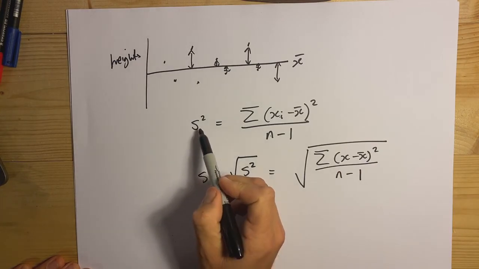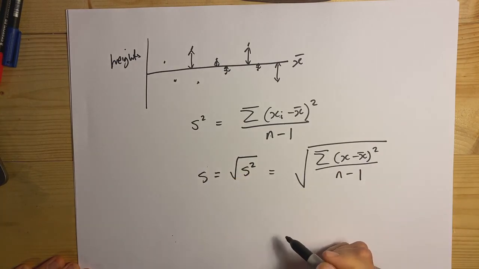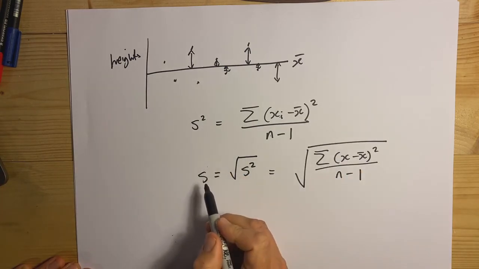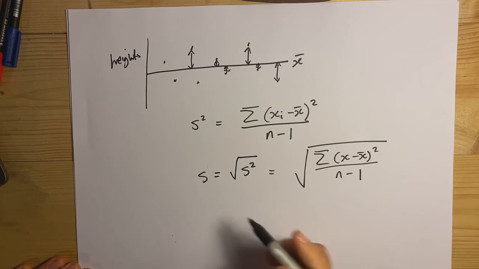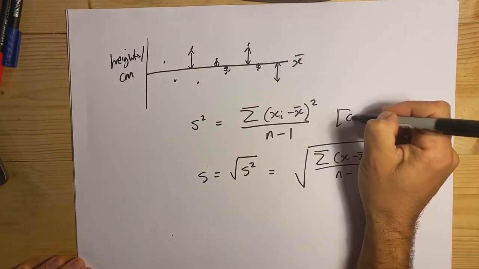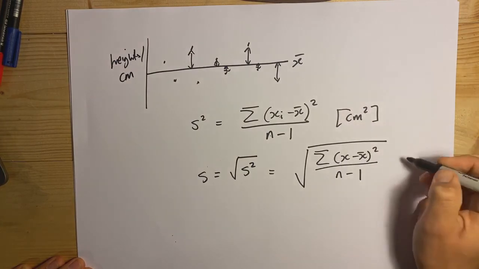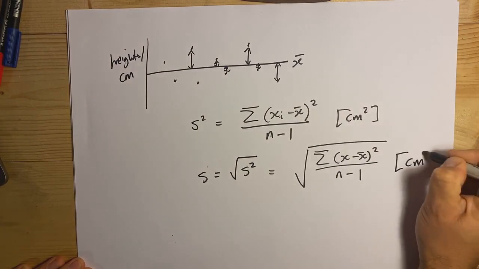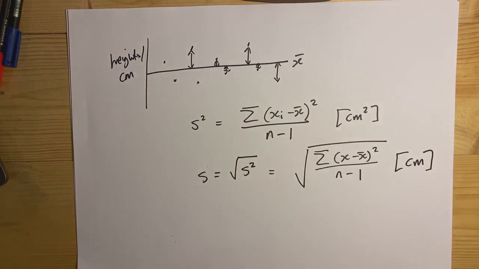The variance has the units of the underlying data squared, whereas the standard deviation has the underlying units of the data. So let's imagine if these were heights in centimeters, then the variance would have units of centimeters squared, and our standard deviation would have units of centimeters.